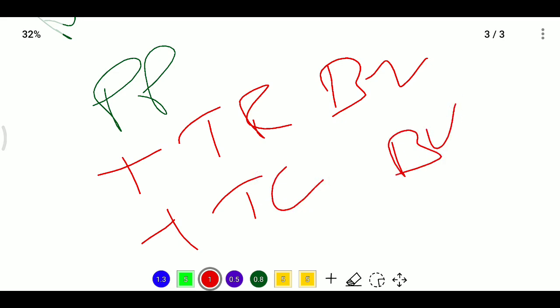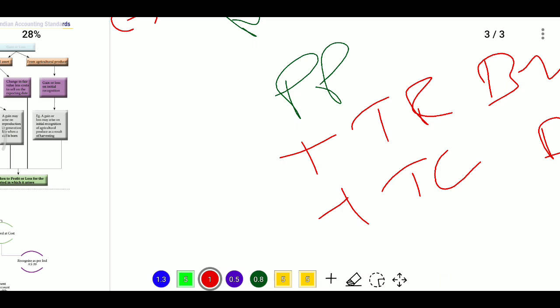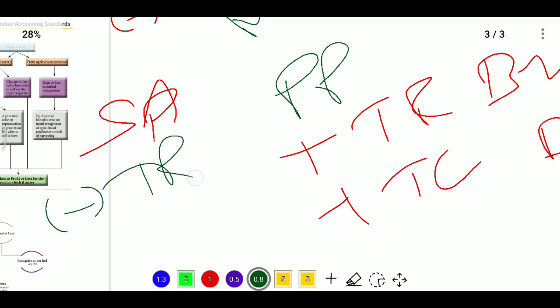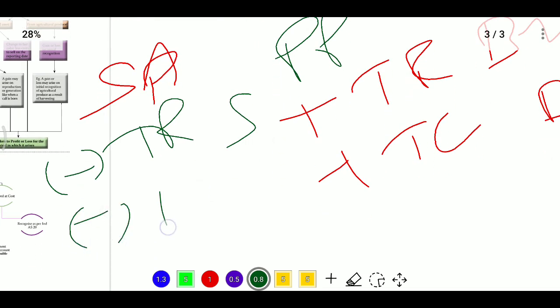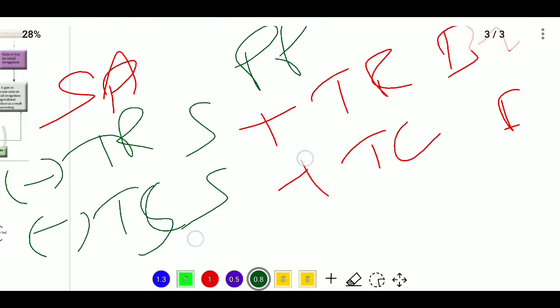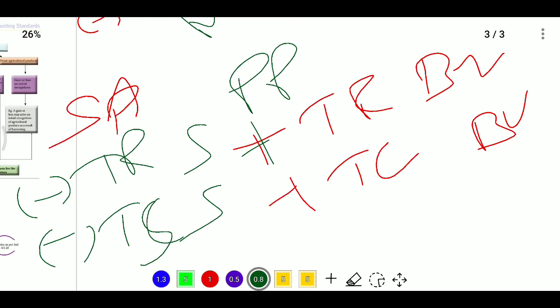So here, if it is fair value less cost to sell, from the sale price we deduct the transportation cost and the transaction cost by the seller. For purchase price we are adding, and for fair value less cost to sell we are deducting.